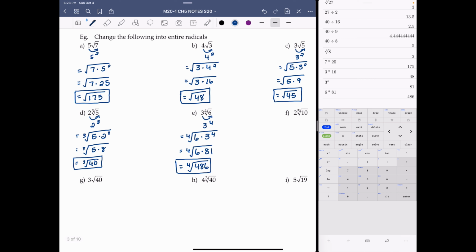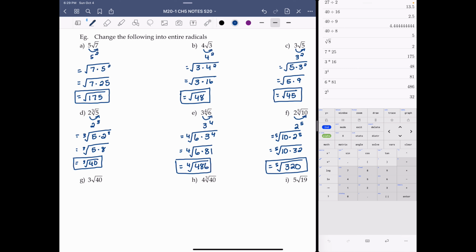2 times the fifth root of 10. To move the 2 underneath, we need to raise it to the power of 5. We get the fifth root of 10 times 2 to the power of 5. 2 to the power of 5 is 32. Fifth root of 10 times 32. 10 times 32 is 320, so we have the fifth root of 320.